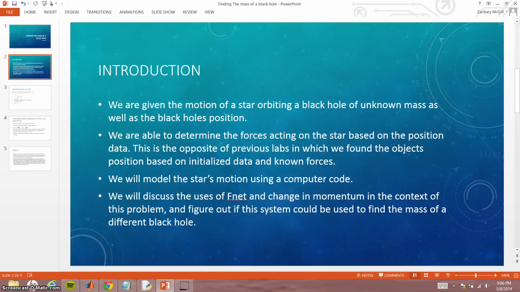So, we are given the motion of a star orbiting a black hole of unknown mass, as well as the black hole's position. We are able to determine the forces acting on the star based on the position data. This is the opposite of previous labs, in which we found the object's position based on initialized data and known force. We will model the star's motion using a computer code. Then we'll discuss the use of FNet and change in momentum in the context of this problem, and figure out if this system could be used to find the mass of a different black hole.